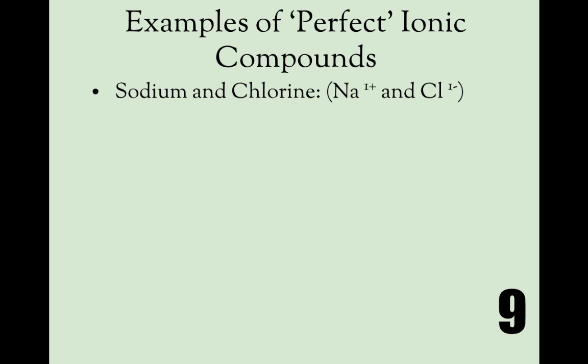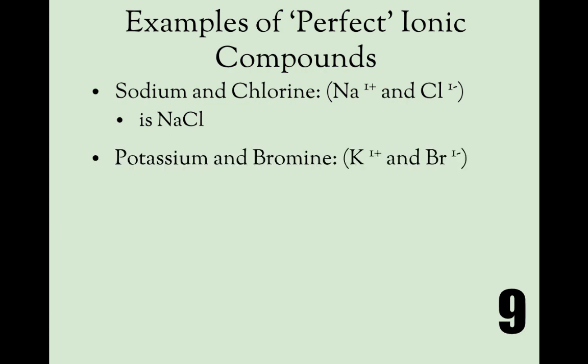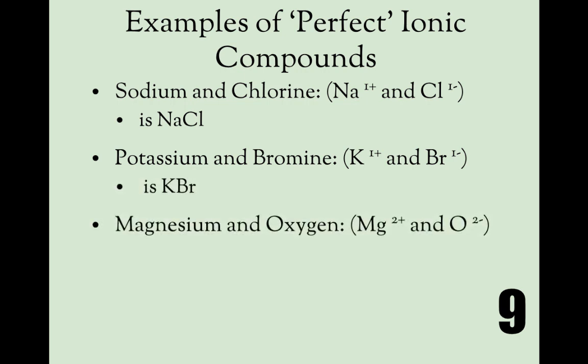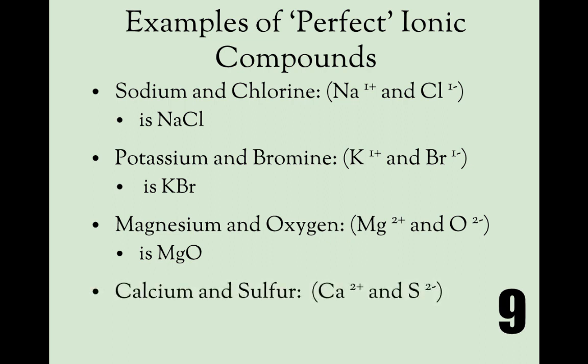So these are examples of perfect ionic compounds. Sodium and chlorine, they both have an oxidation of 1 positive and 1 negative. They'll make the compound NaCl. Potassium and bromine, same thing, will make KBr. Magnesium and oxygen will make MgO. And calcium and sulfur will make CaS. Remember, capital lowercase is very important.